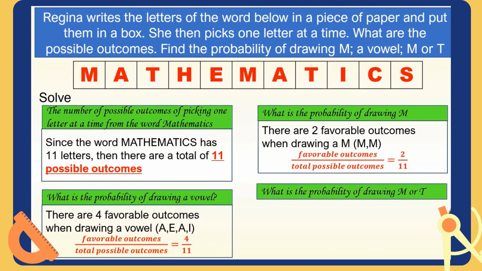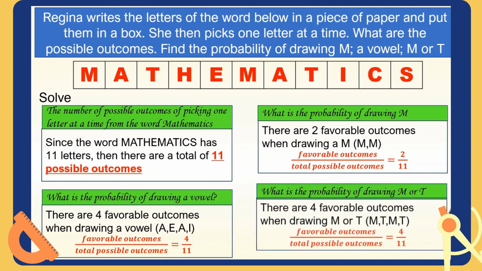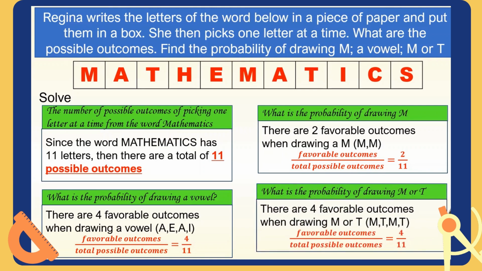Next, what is the probability of drawing the letter M or the letter T? So, pagsabayin natin silang dalawa, ang sagot natin dito ay there are 4 favorable outcomes when drawing M or T. Kasi meron tayong 2 M at meron din tayong 2 T. Then i-plus natin 2 plus 2 dahil ang tanong nga ay M or T. So, ibig sabihin, the probability is 4 over 11. Okay?